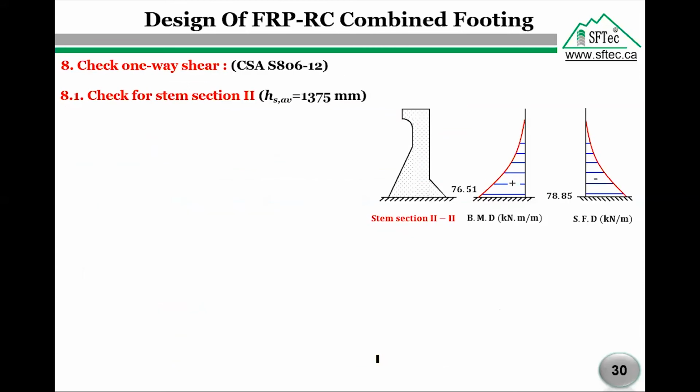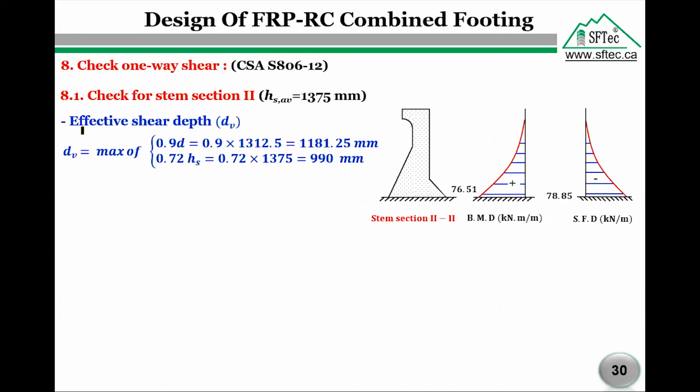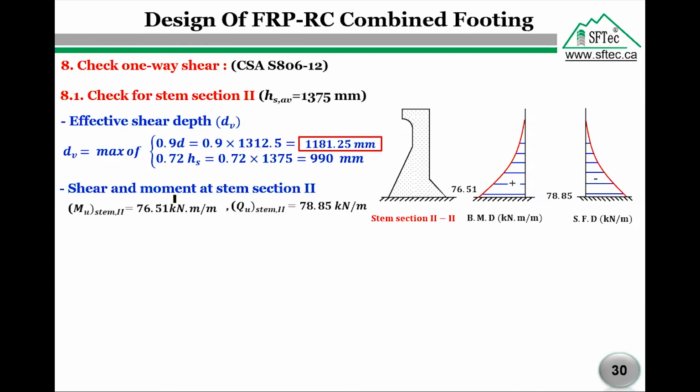In step number 8, we are going to check the one-way shear for all design sections. Let us start with the stem section number 2. Here, the effective shear depth equals the maximum of 0.9 times the flexural depth or 0.72 times the thickness of the section. So dv equals 1181.25 millimeters. The maximum shear force and bending moment at the stem face at section 2.2 equal 78.85 kilonewton for the shear and 76.51 for the moment.